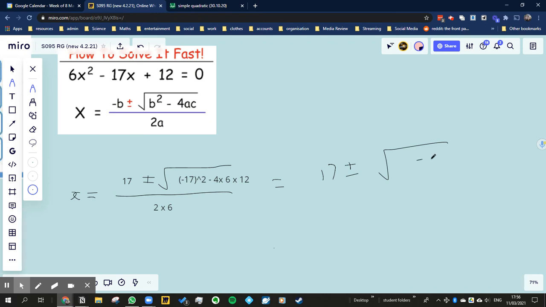So it's minus 288. And of course, 17 squared or negative 17 squared is the same thing. Oh, look at that, 289. 289 minus 288, all over 12. So 17 plus or minus the square root of 1, which is 1, all divided by 12. Which means 18 over 12 or 16 over 12.